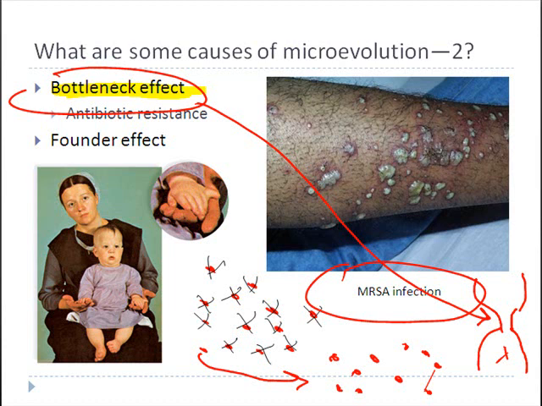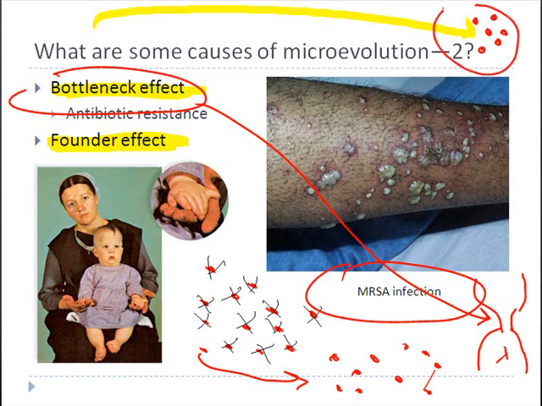The last cause of microevolution that we're going to discuss is something called the founder effect. The founder effect is kind of like a bottleneck effect in the sense that a few individuals from a population move to a new location and found an entirely new population of individuals. And thus whatever genes they bring with them are the only genes that are passed on to subsequent generations. So if there are any mutations among the individuals, they are going to pass those mutations down.